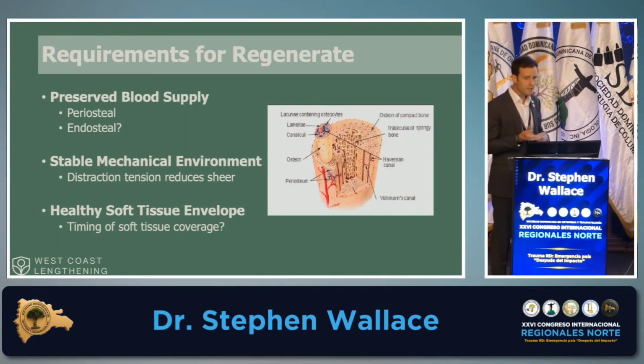And then obviously you need a healthy soft tissue envelope. And this comes into play with your plastic surgeon as far as, my first priority in these big reconstructions is I need a closed, non-infected limb. And sometimes that can be a challenge as that first step before you reconstruct the limb.